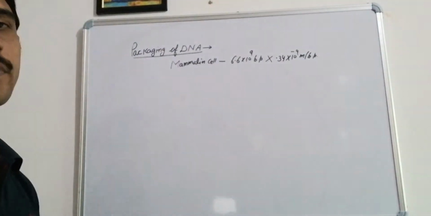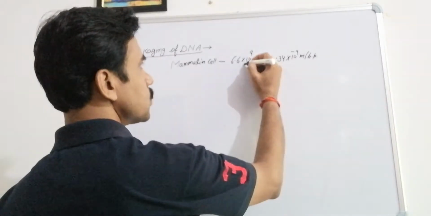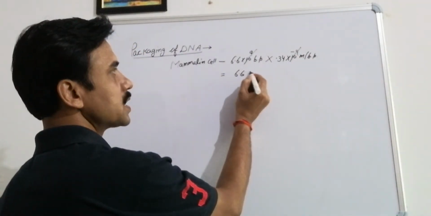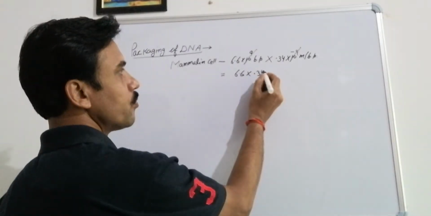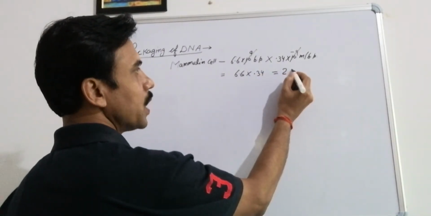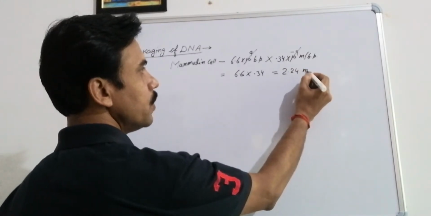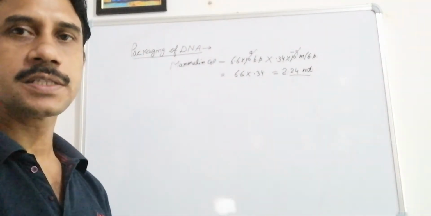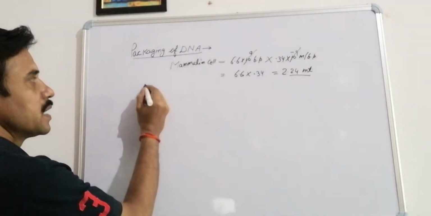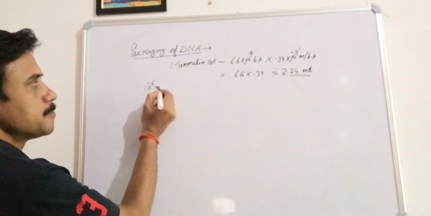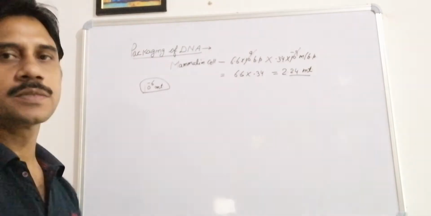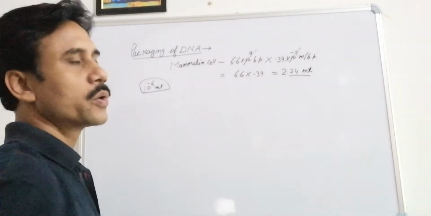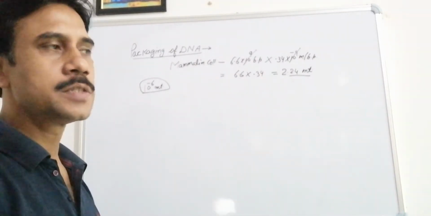If we simplify this, 10 raised to power 9 and 10 raised to power minus 9 will cancel out. The value which is coming is 6.6 into 0.34, that is 2.24 meters. That means a very long DNA is present inside a very small nucleus. The nucleus dimensions are 10 raised to power minus 6 meters, so the nucleus is of a size of microns and it has to hold this 2.24 meter long DNA. So how is it possible?